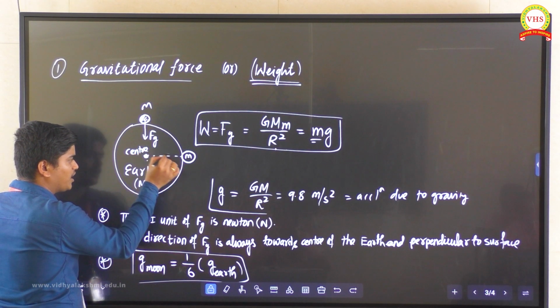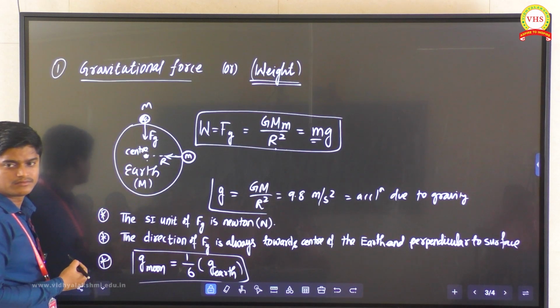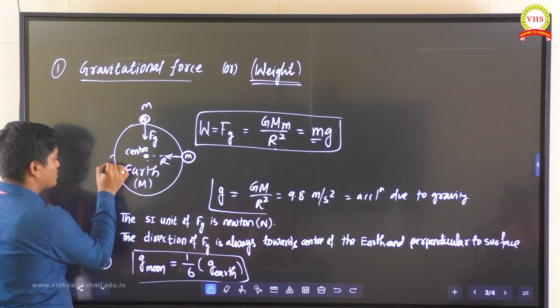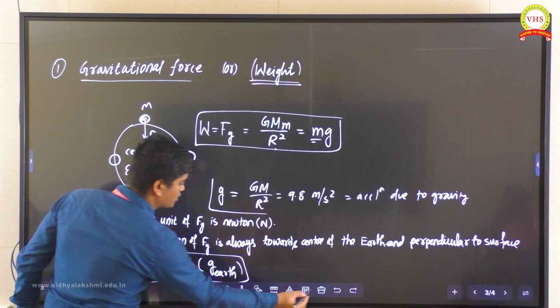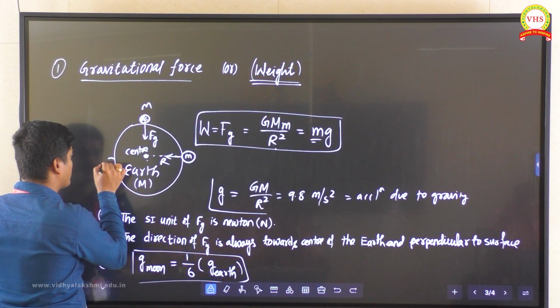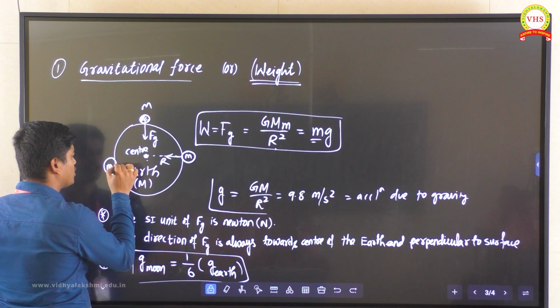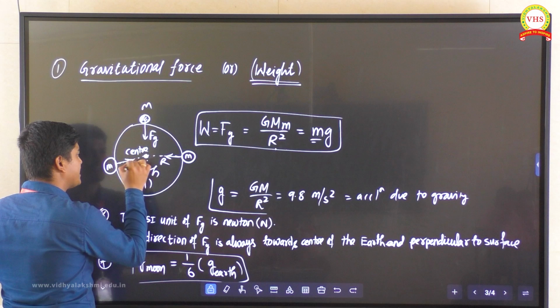This is the center of earth, so it will be towards the center. Here one object is there, suppose, on the surface of earth. Then it's also towards the center.